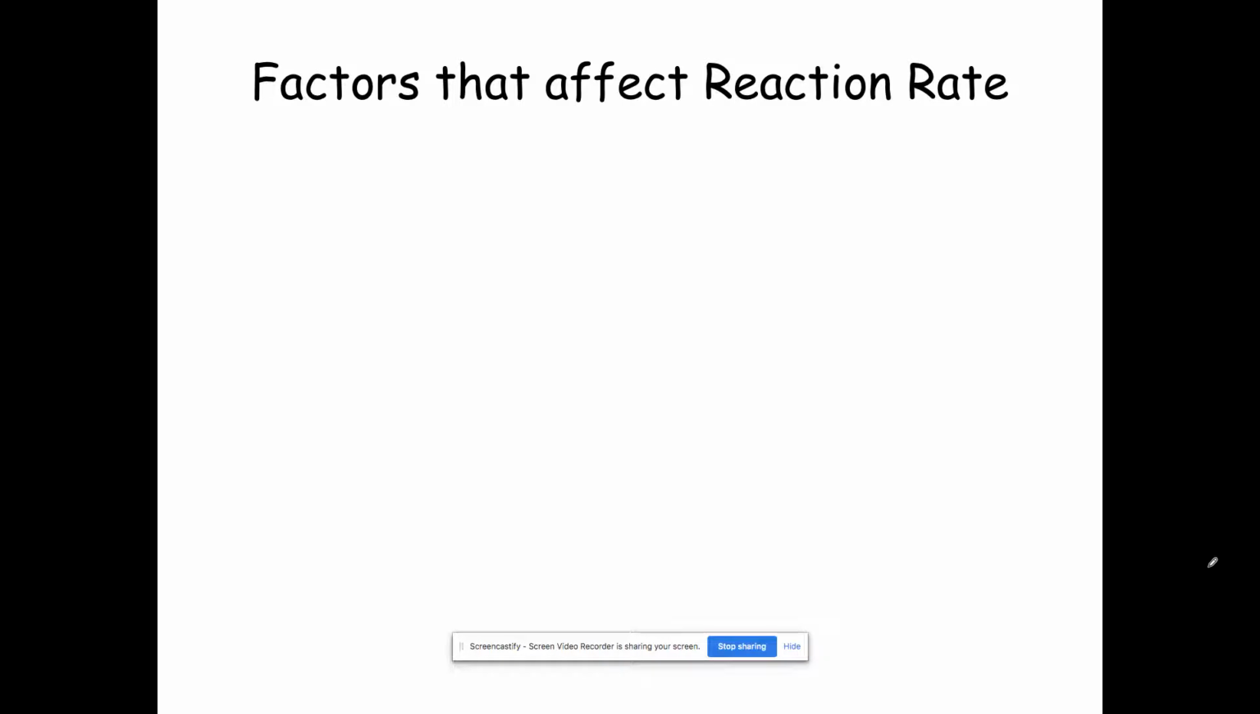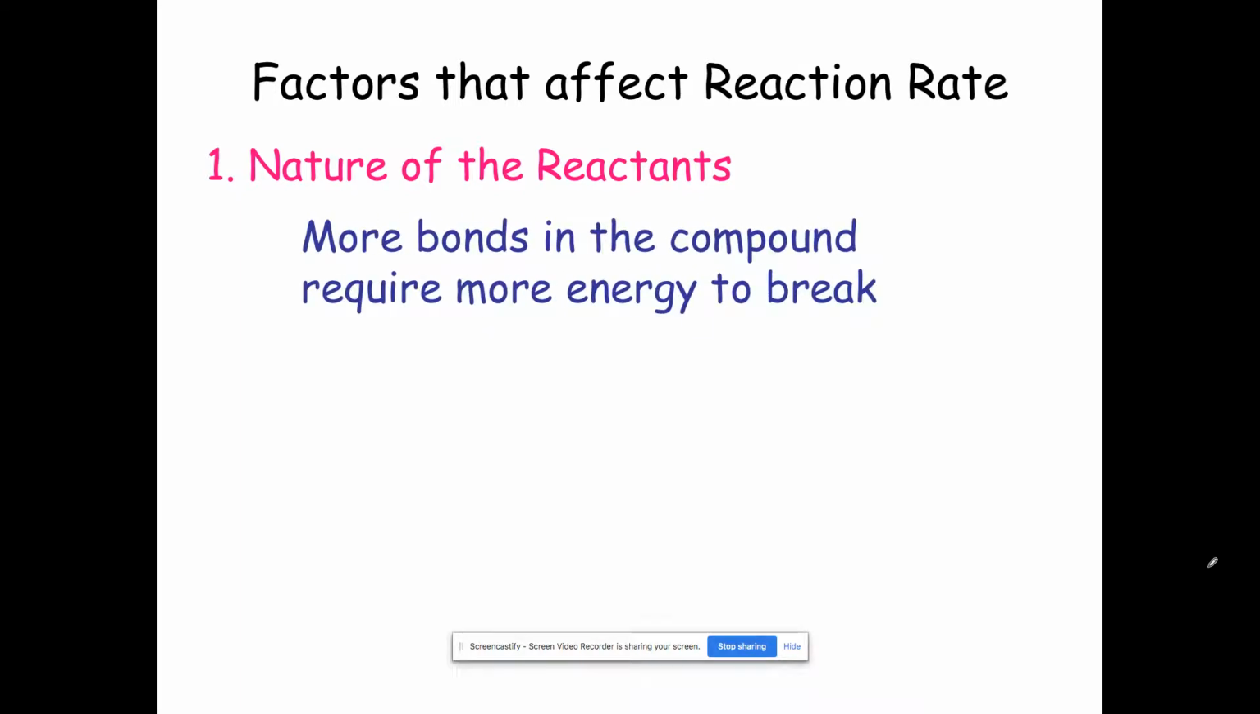Things that are going to affect the rate of reaction. A lot of this should be review, maybe not this one, though. Nature of the reactant. Some things just go faster than others. If you have more bonds in the compound, it's going to require more energy to break.